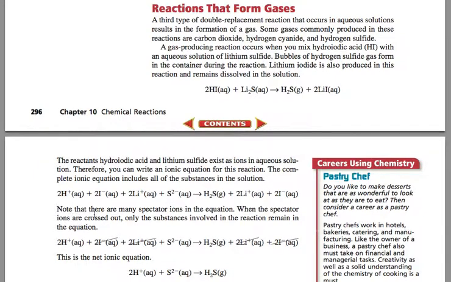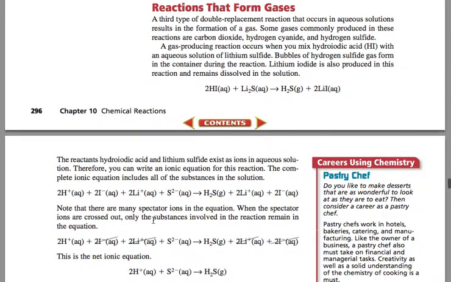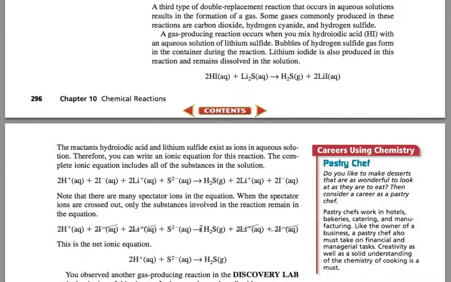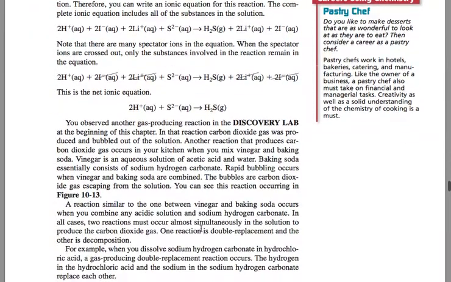Well, note that there are many spectator ions. When the spectator ions are crossed out, the only substances that remain in the equation are the ones that are involved. So here's the big old long equation. This is the complete ionic equation. But here is the net ionic equation, because these are the things that are actually involved in the reaction, right? We get the hydrogen and the sulfide that react to produce hydrogen sulfide gas.